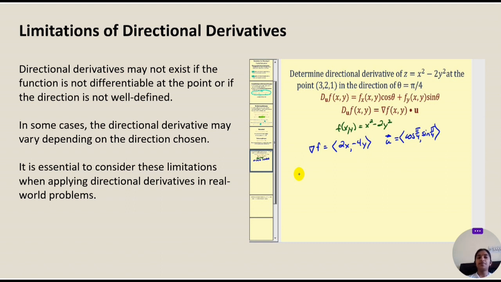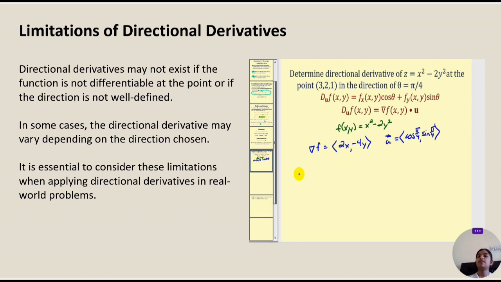Limitations of directional derivatives. Directional derivatives may not exist if the function is not differentiable at a point, or if the direction is not well defined. So in order to have a proper solution for a directional derivative, it should have a proper differentiable point and it should have a proper direction. If there is not a proper differentiable point, or if you have not mentioned the direction, then we will not be able to solve this directional derivative. So both should be defined. If not defined, we can't solve. So that is one of the limitations of directional derivatives.